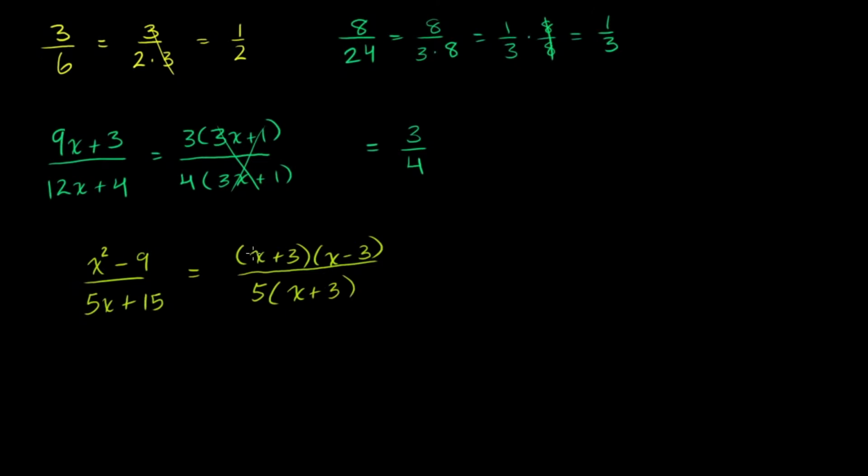So once again, common factor in the numerator and in the denominator, we can cancel them out. But we touched on this a couple of videos ago. We have to be very careful. We can't just cancel them out. We can't say that this is going to be equal to x minus 3 over 5.